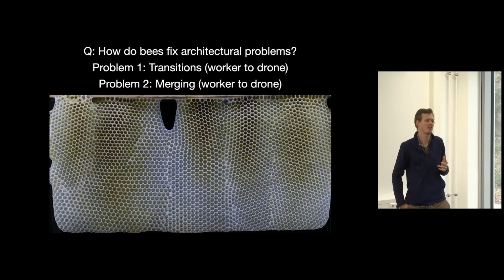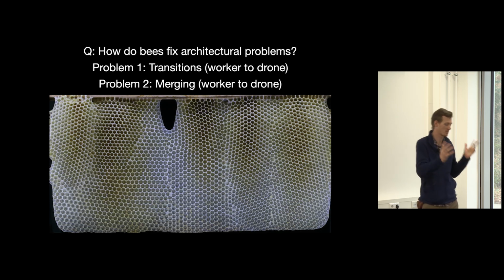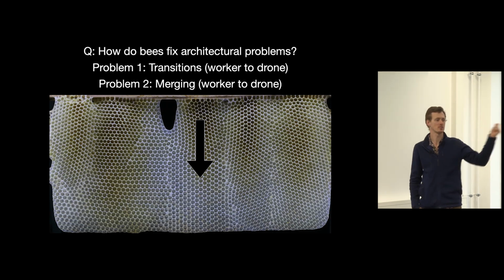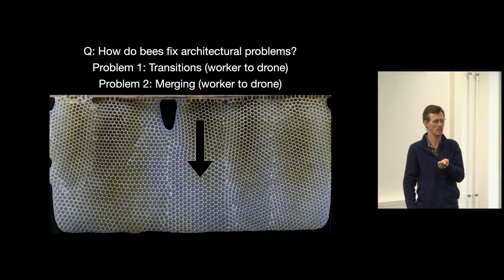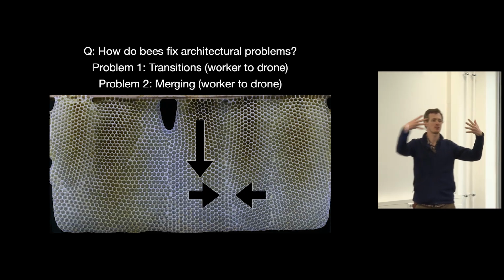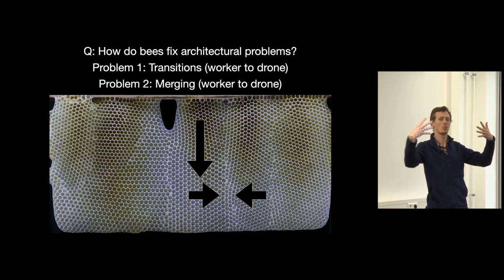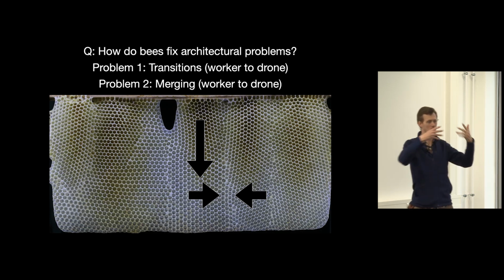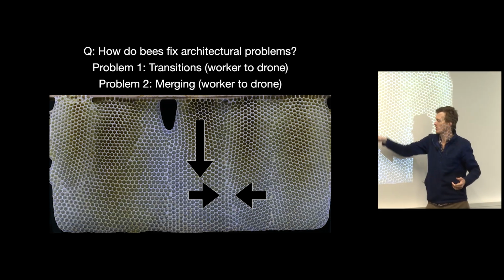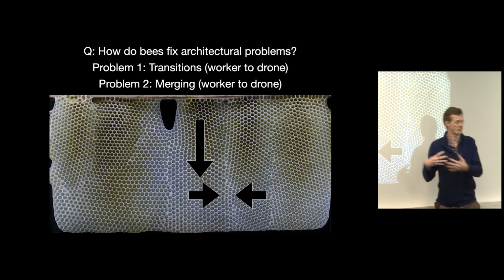So how do bees fix these architectural problems? I'm only going to focus on 2 specific problems. There are many more that we can talk about afterwards, but these are the key ones that I wanted to compare and contrast. The first problem is, how do you transition from small worker cells to large drone cells? And the second one is, how do you merge 2 pieces of comb, in this case, a worker comb with a piece of drone comb? It could be worker-worker or drone-drone, but in this case it's worker to drone, having to fit them together.